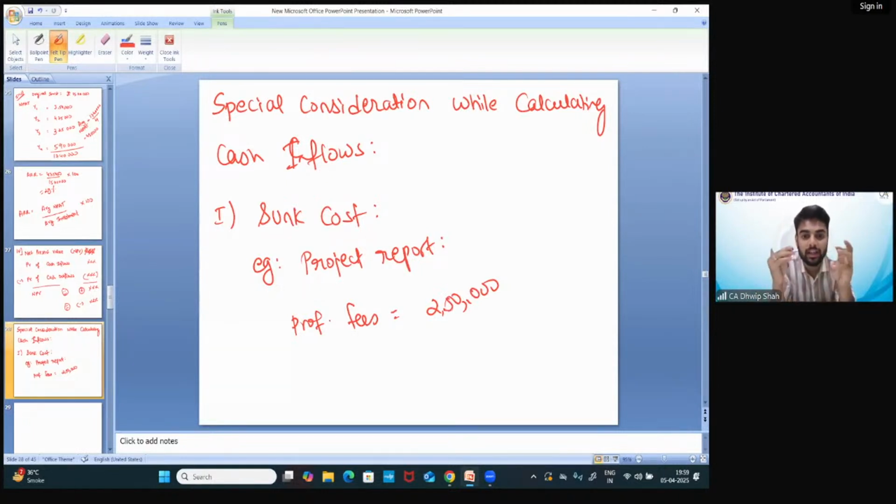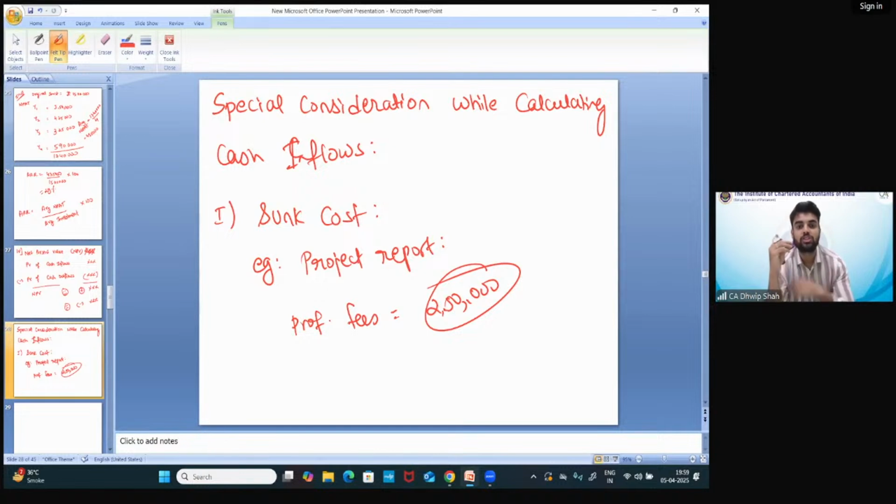Why? Now, whether the company takes the project or not, they have to pay me these fees because I have prepared a project report for them. A company cannot say, na, since we are not taking the project, I will not pay you the fees. They cannot say this. They have to pay me 250 any which way, whether the company takes the project or not. Yes or no? Are you following? So this professional fee is an example of sunk cost for that specific project. Are you getting this?